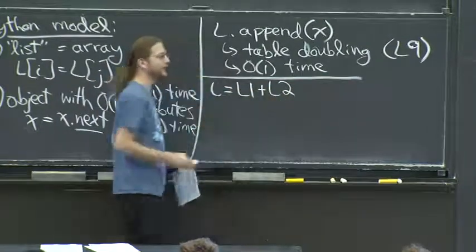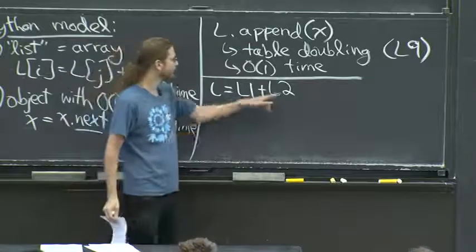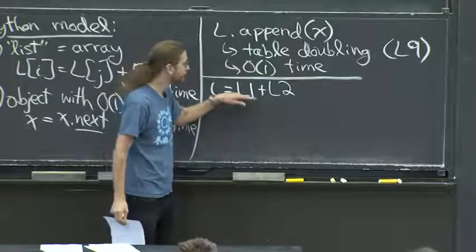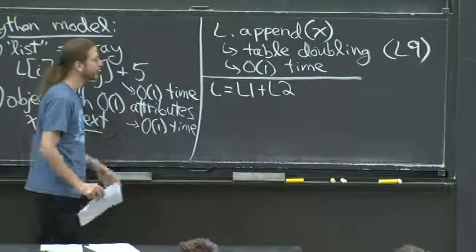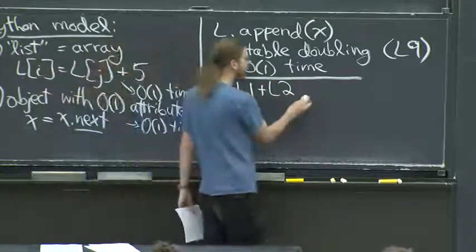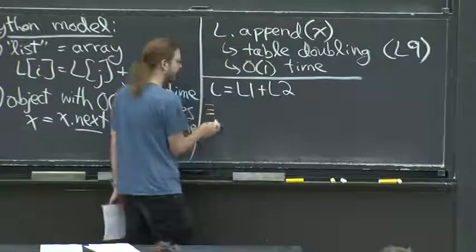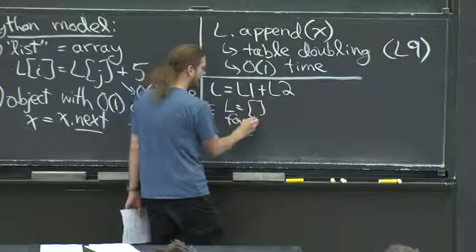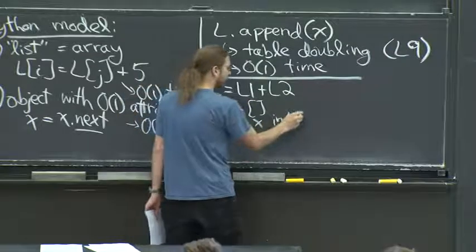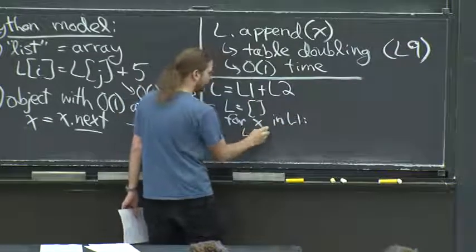What if I want to concatenate 2 lists? You should know in Python this is a non-destructive operation. You basically take a copy of L1 and L2 and concatenate them. Of course, they're arrays. The way to think about this is to re-implement it as Python code. This is the same thing as saying, well, L is initially empty, and then for every item x in L1, L.append x.